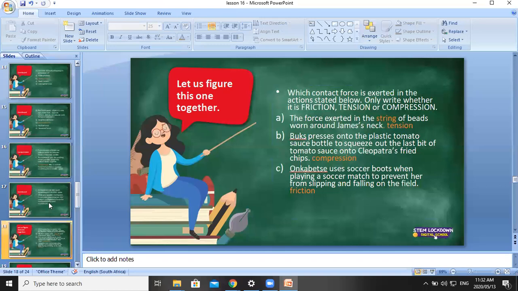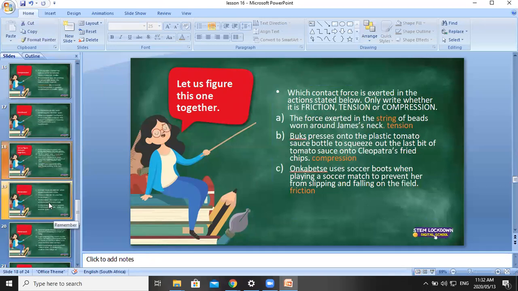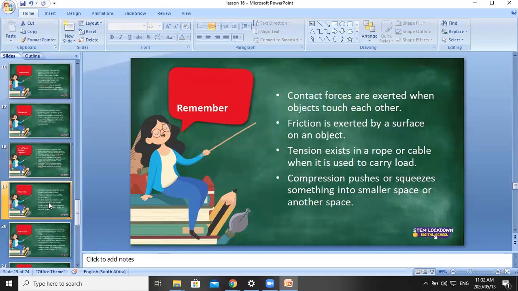We're here now. Remember, I want you to remember this. This is what I want you to take out of this lesson today. Contact forces are exerted when objects touch each other. Friction is exerted by a surface on an object. Tension exists in a rope or cable when it is used to carry load. Compression pushes or squeezes something into smaller spaces or another space. That's what you need to take out.